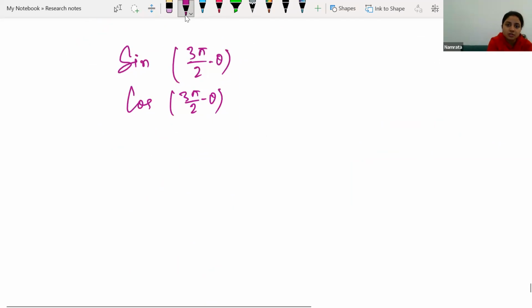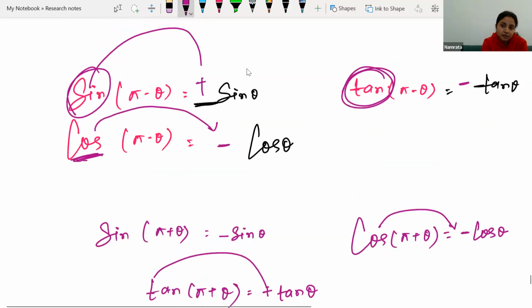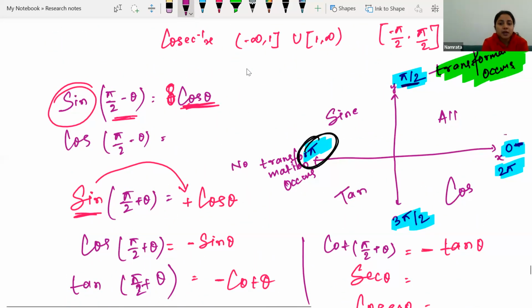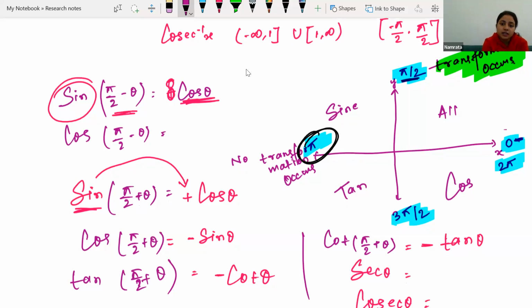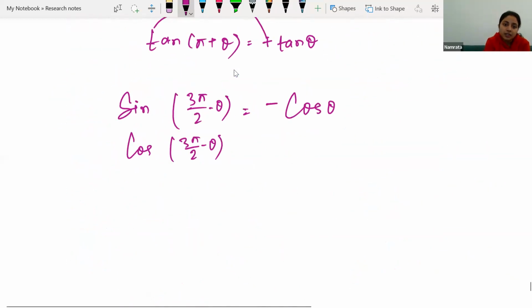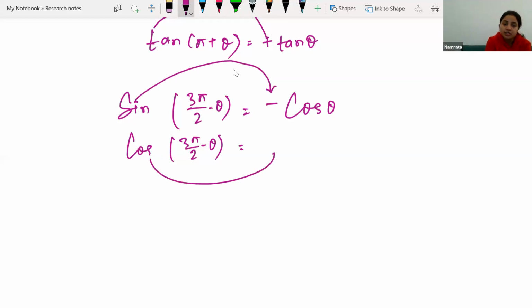Sine will change to cos. That we know. Now whether it will be positive cos or negative cos, we have to see the quadrant. 3 pi by 2 minus theta will lie in the third quadrant, and in the third quadrant sine is negative, cos is negative, so the result will be negative. This sine will give the result negative and this cos will give the result negative because it is in the third quadrant, and transformation occurs, that means cos will become sine. So this is the concept.